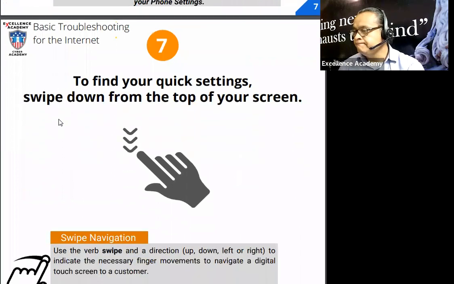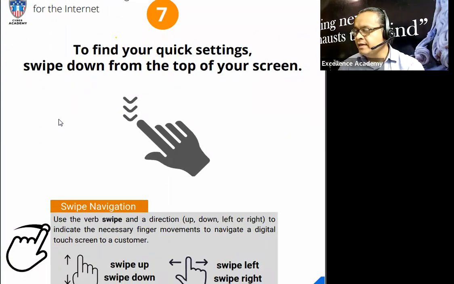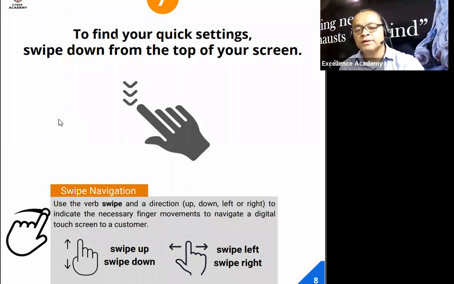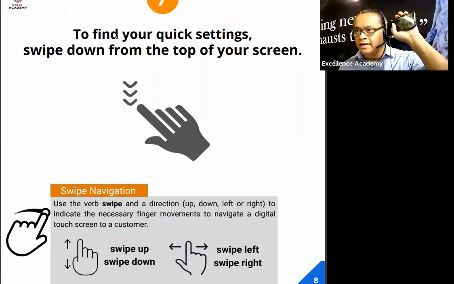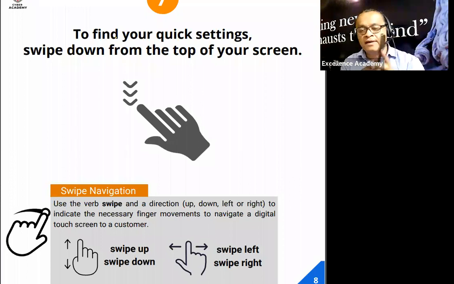Step number 7, to find your quick settings, swipe down from the top of your screen. So here we have the basic commands for interacting with a cell phone touchscreen, right? For instance, to navigate the phone, we're going to use the verb swipe. We can ask the customer to swipe up, swipe down, swipe left, or swipe right for navigation. So the verb is swipe.